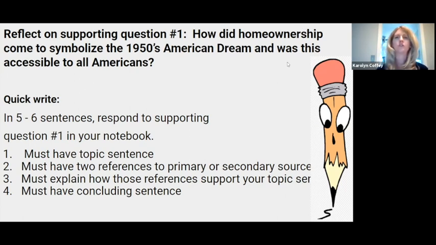And instead of students doing a culminating essay, I just broke it up into these quick writes where students would reflect on this first section of the unit in 5 to 6 sentences, answering the supporting question: how did home ownership come to symbolize the 1950s American dream, and was it successful to all Americans? So students can write in just their regular US history notebook if they have that. Maybe you use an electronic notebook for your class, or maybe you have a discussion board, and then they post that on something like Canvas or whatever learning management system your district uses.